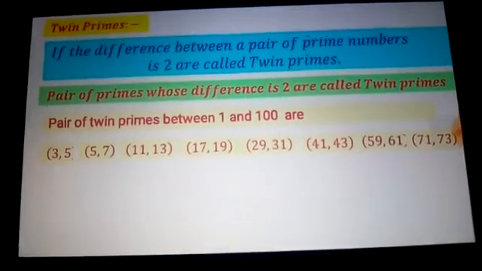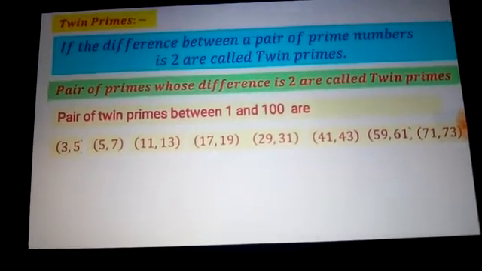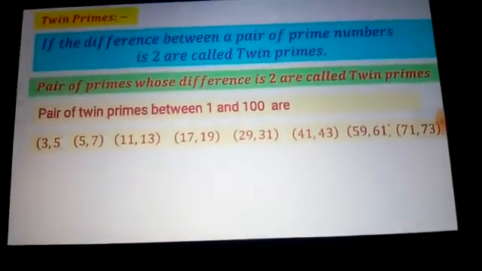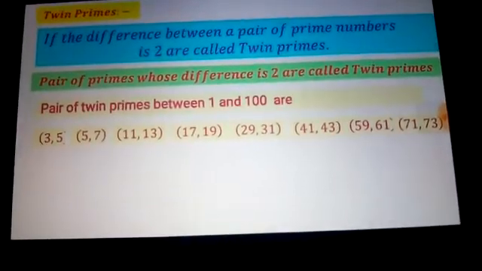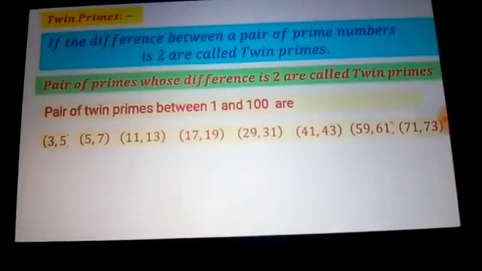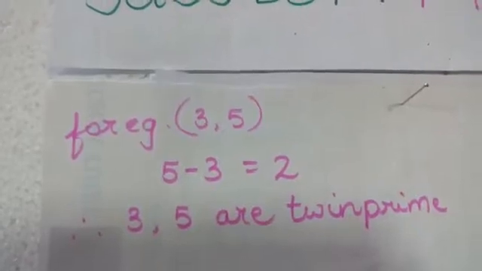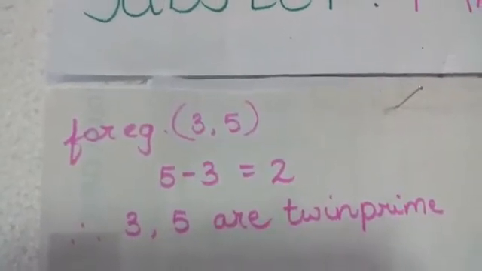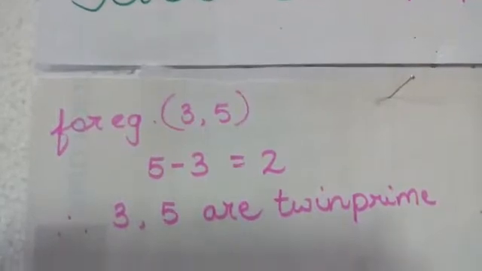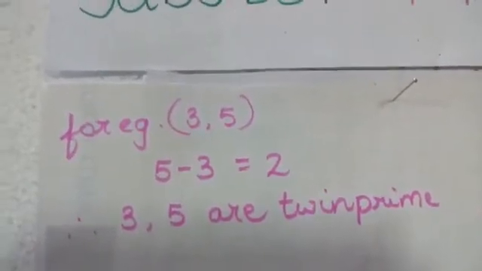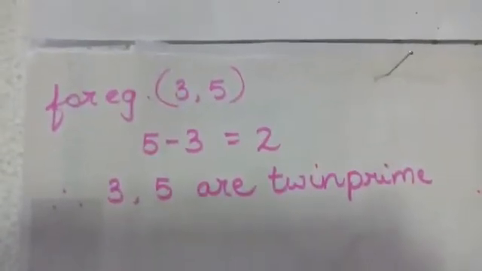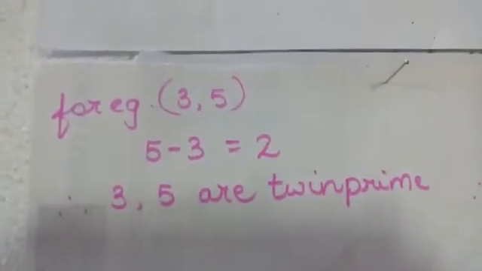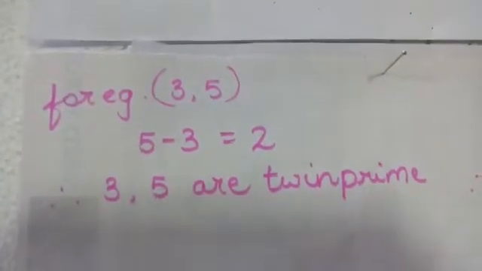Now let's have a look at twin prime numbers or twin primes. If the difference between a pair of prime numbers is 2, they are called twin prime numbers. For example, we have over here 3 and 5. 3 and 5 are prime numbers, and the difference between them, that is 5 minus 3, is equal to 2. So their difference is 2. Therefore, 3 and 5 are twin prime numbers.